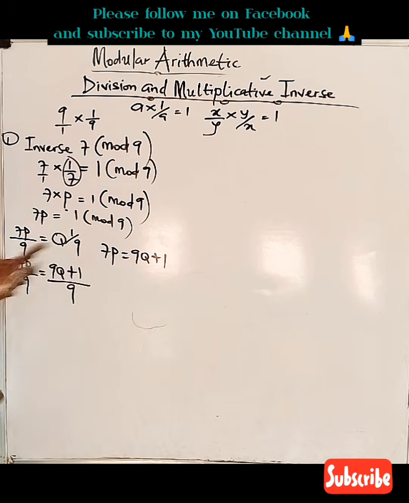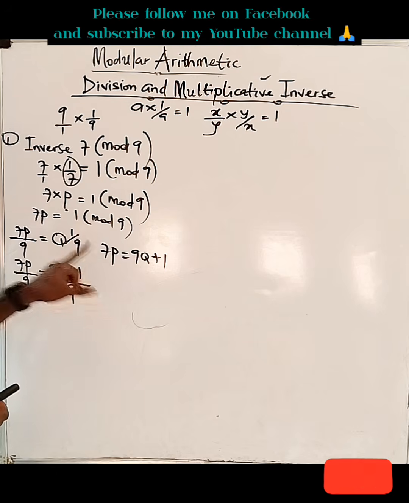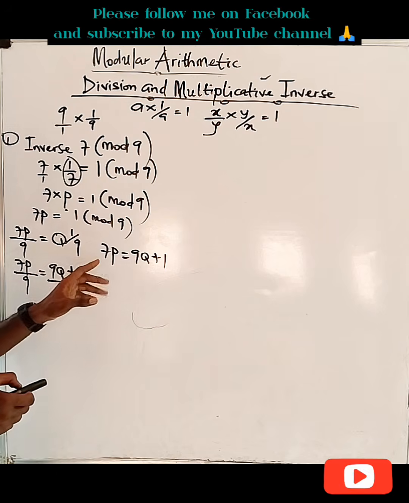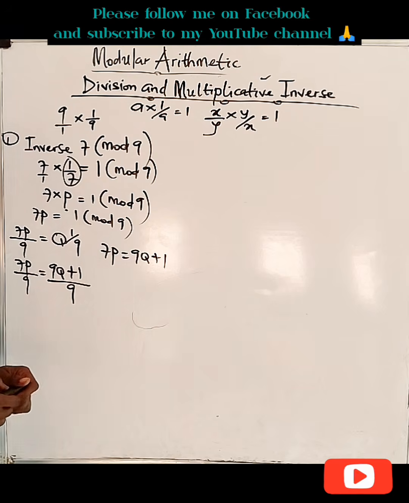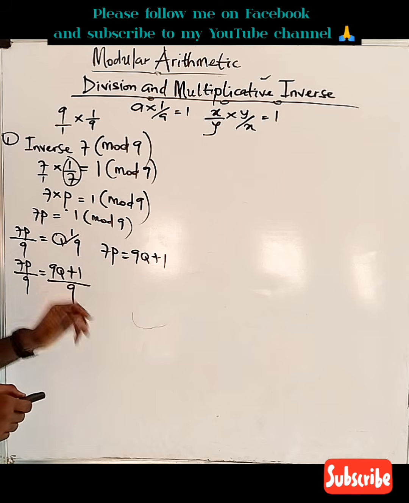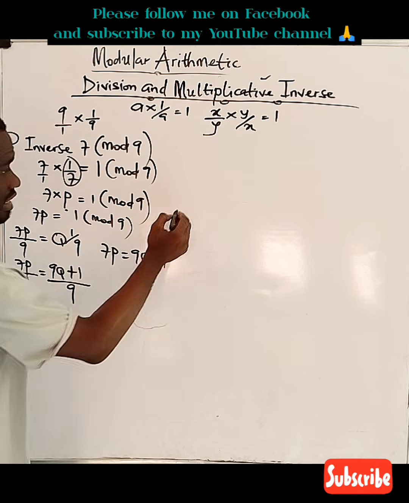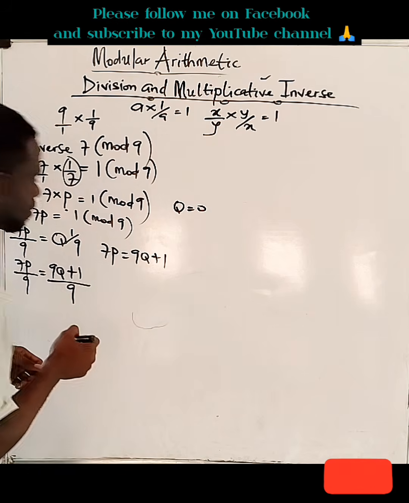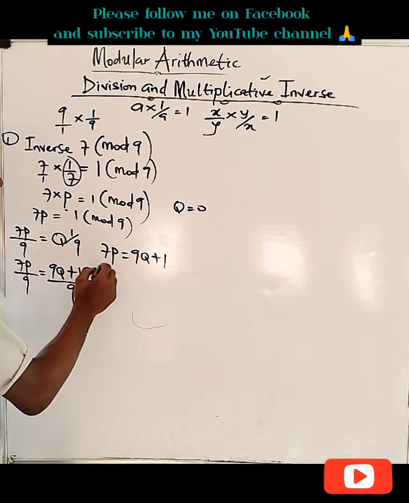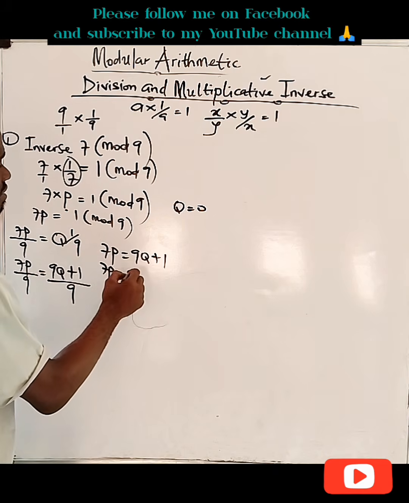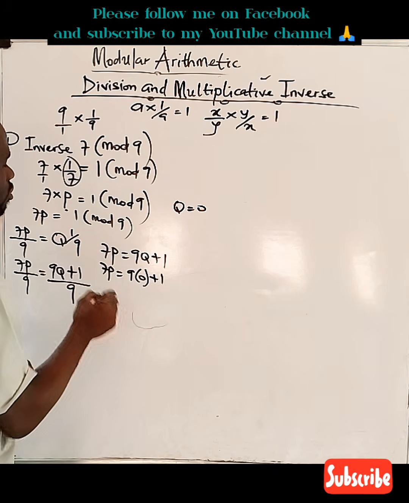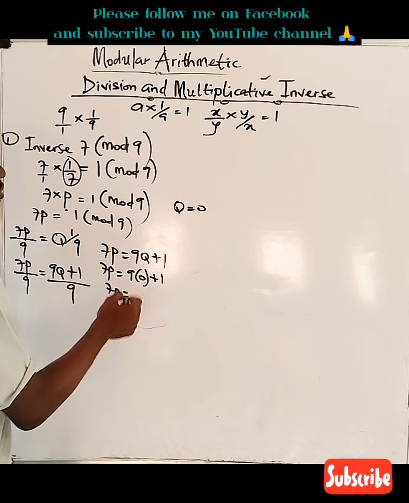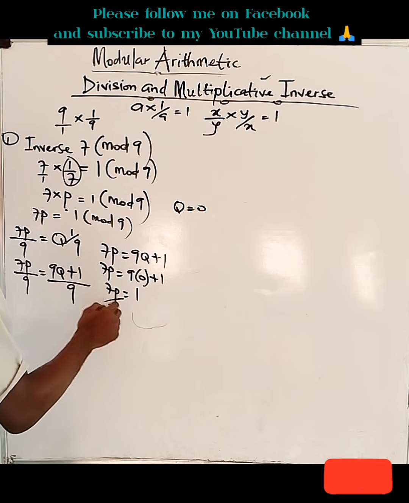So you're going to assume, because we're looking for what p would be. What is that very number that will multiply 7 that will give us 1 modulo 9? So we're looking for p. So if q is provided, let's say q is 0, for example. So if q is 0, what's going to be p then? That will be 7p equals 9 times 0 plus 1. 9 times 0 is 0, 0 plus 1 is 1. Divide both sides by 7.